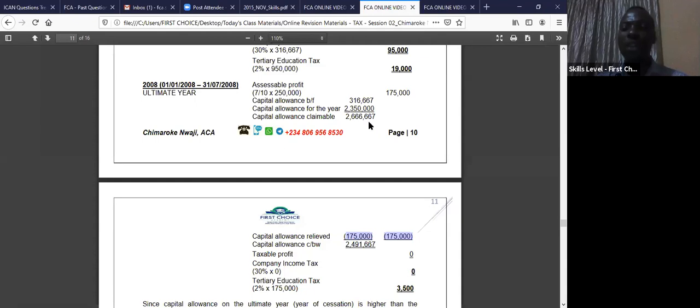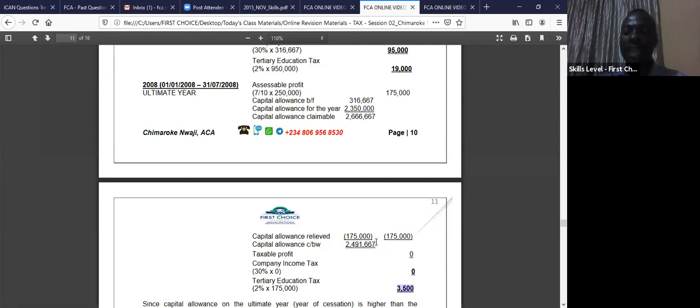When you deduct this from this, this is the capital allowance that you were supposed to be carrying forward, but now you are going to be carrying it backward. When you deduct this from this, you are getting 0 profit. So you are not having any profit, and so there is no tax to be charged. So you didn't pay any tax here. You only paid education tax on this assessable profit.